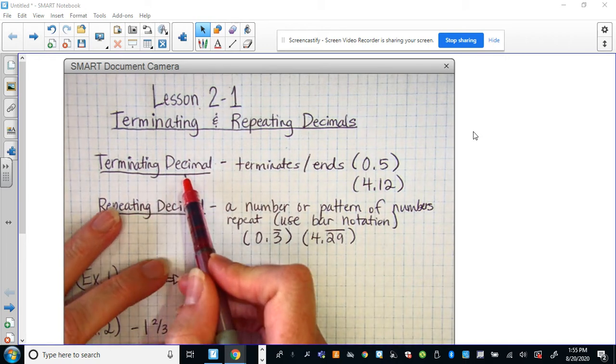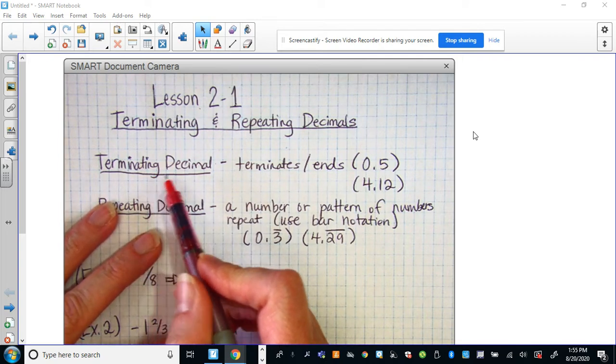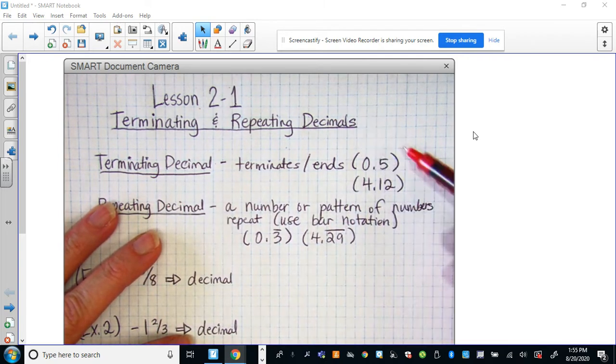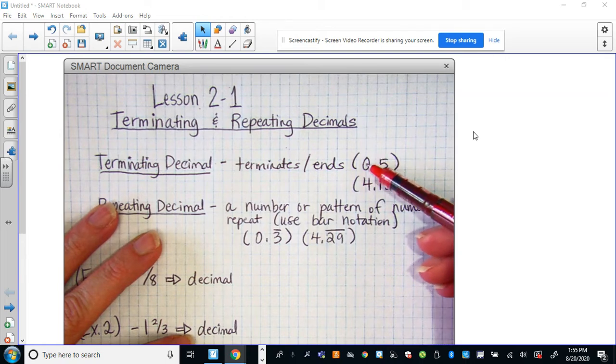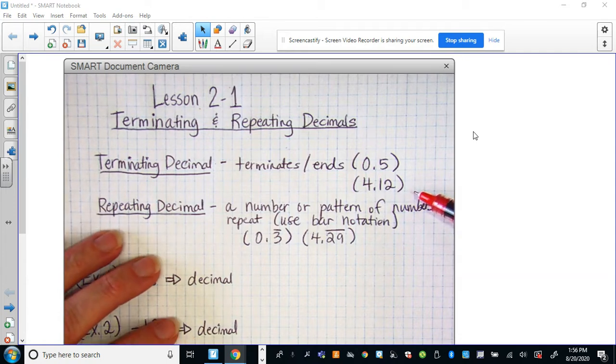So first we have terminating decimal. So the root word for terminating would be terminate. Terminate means to end. So these are the decimals that you're most familiar with. For instance, 0.5. There's no dots at the end. There's no bar on top. So it ends at 0.5. Here's another one, 4.12. There could be multiple numbers past that. It could be a really long decimal, but as long as it eventually ends, then it's called a terminating decimal.